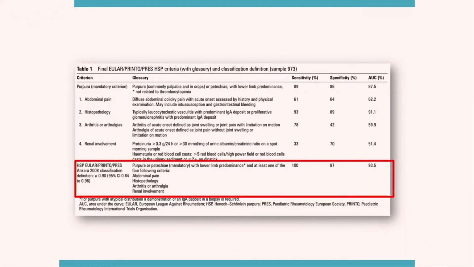According to the EULAR/PRINTO/PRES classification criteria, IgAV is diagnosed when the patient has one mandatory criterion plus at least one of the following. The mandatory criterion is palpable or painful purpura in the absence of thrombocytopenia, together with either abdominal pain, histopathological proof, arthritis or arthralgia, or kidney involvement.